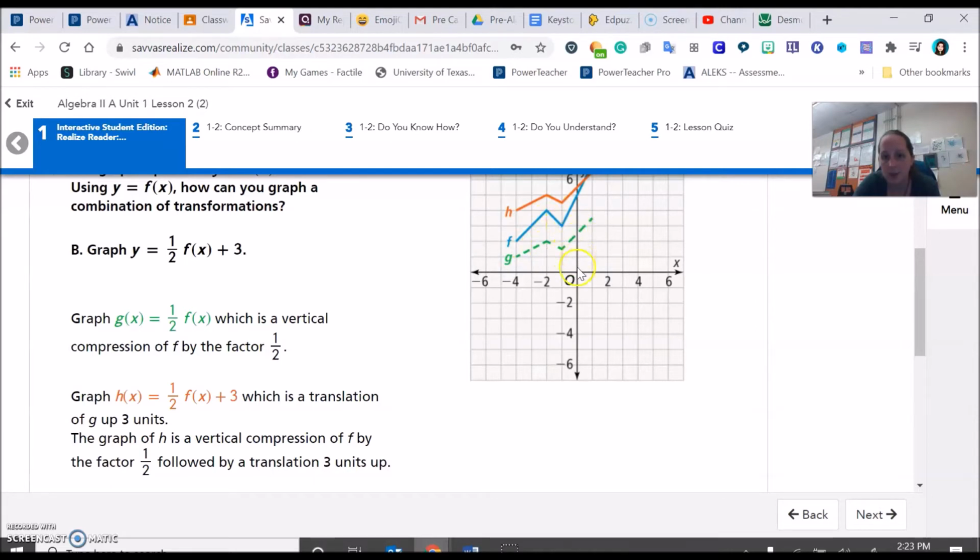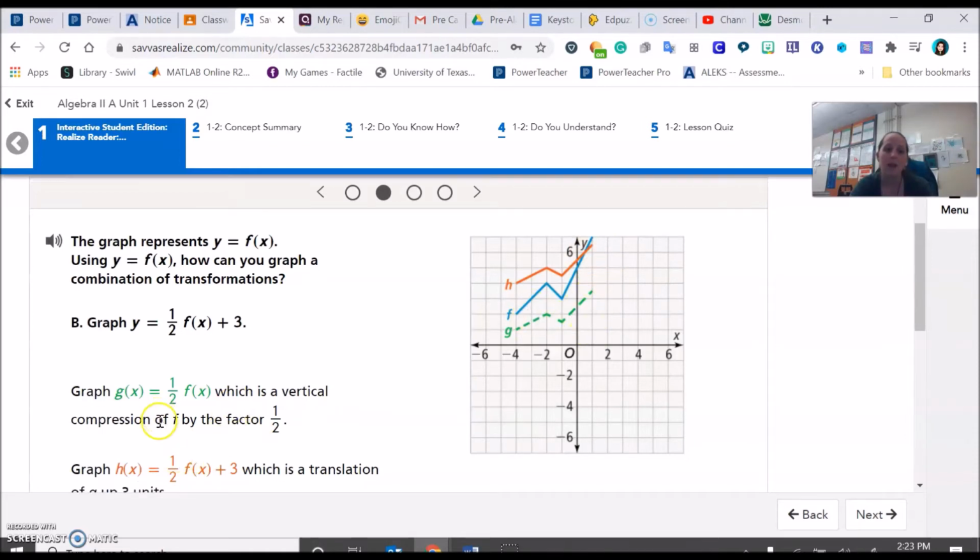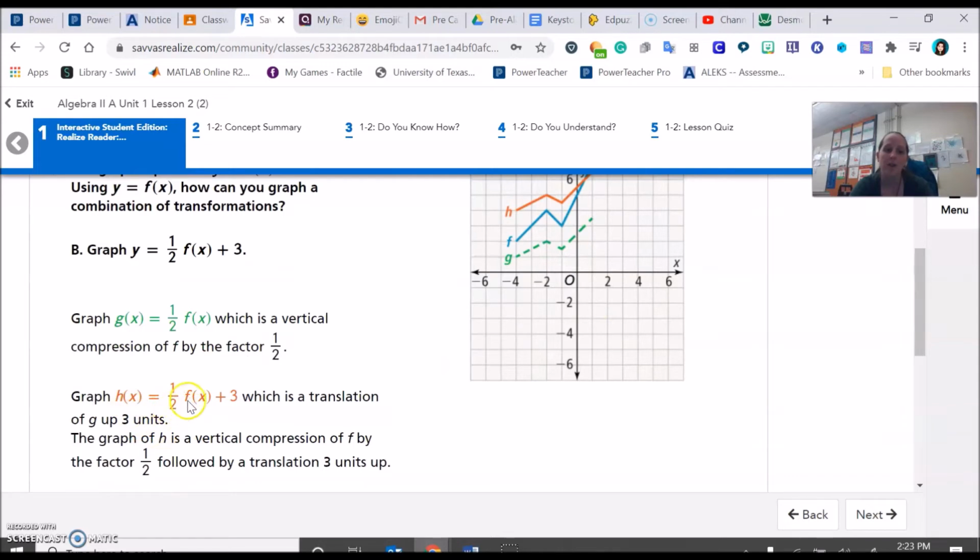This one was at 3, now it's at 1.5. This point was at 7, now it's at 3.5. They just took each point. And then h(x) = 1/2 f(x) + 3, which is a translation of g up 3 units. So they took that compression and moved it up 3 units: 1, 2, 3, 1, 2, 3.